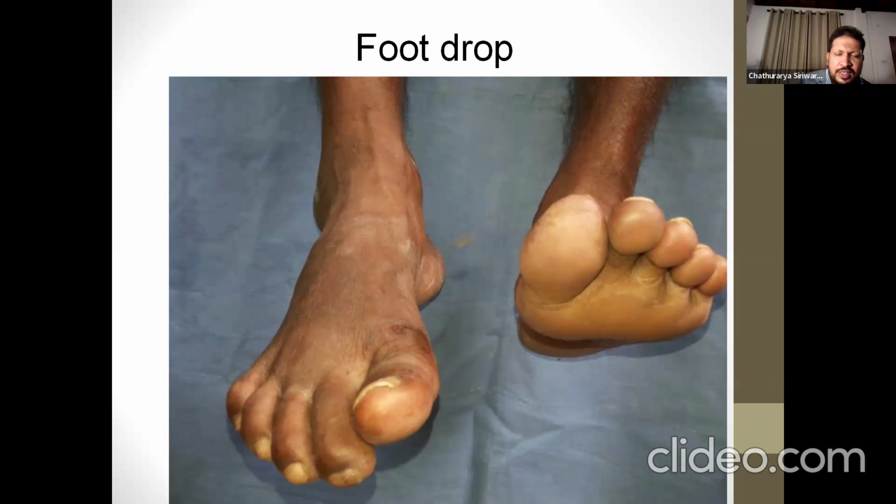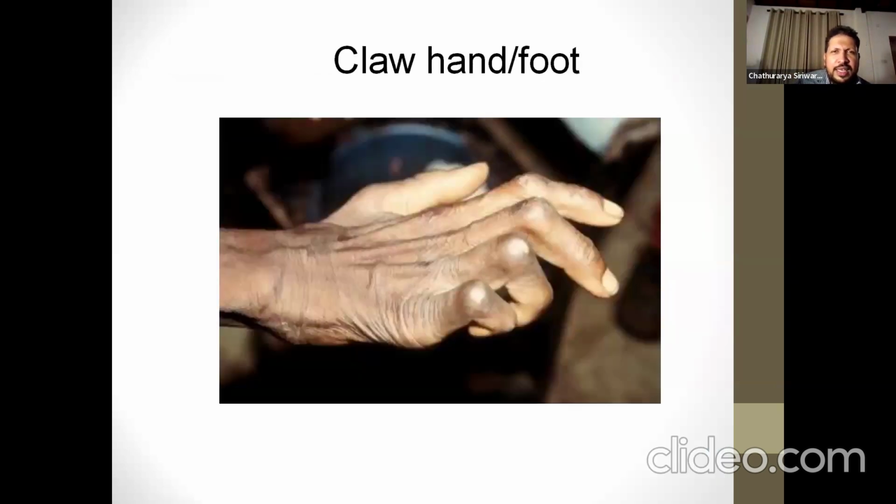And they also can come with clawing of their hands or feet. So this is a claw hand due to leprosy. Obviously it's disabling, so we don't want to detect patients at this stage. We want to detect them much earlier when they come with nerve weakness, because an established claw hand causes a lot of disability. So these are typical ulnar claw.